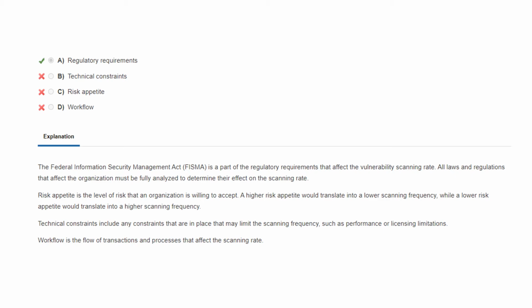Risk appetite is the level of risk that an organization is willing to accept. A higher risk appetite would translate into a lower scanning frequency, while a lower risk appetite would translate into a higher scanning frequency. Technical constraints include any constraints that are in place that may limit the scanning frequency, such as performance or licensing limitations. Workflow is the flow of transactions and processes that affect the scanning rate.